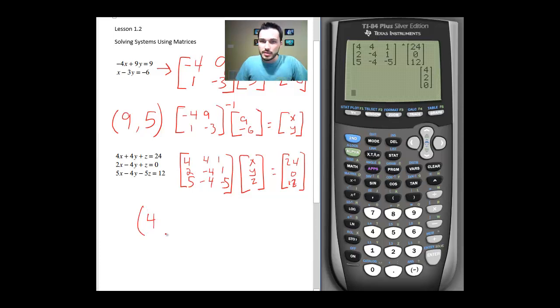That means that the answer to my problem here, quite simply, is just, wait, there's three numbers. How do I write this? You just go x, comma, y, comma, z. So 4, comma, 2, comma, 0. Or if it makes you feel any better, you could write them out individually and say x equals 4, y equals 2, and z equals 0. And there you have it.